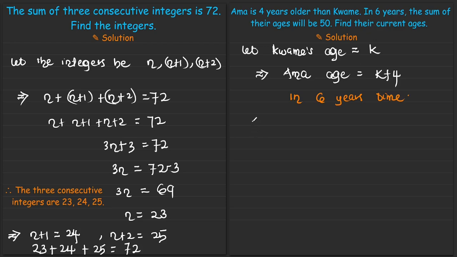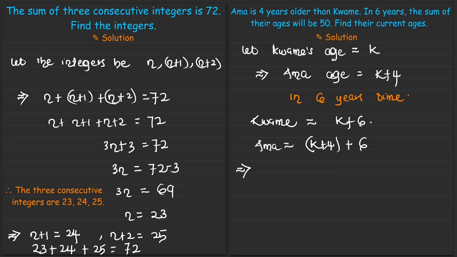You see? So for Kwame, his new age is going to be k plus 6. Then for Amma, on the other hand, her new age is going to be what? Her current age, which is k plus 4, then plus 6. Now we are being told that the sum of their ages, 6 years later, is going to be 50.